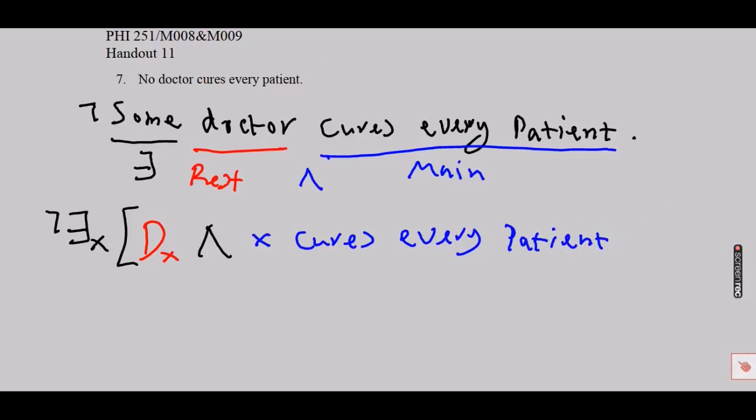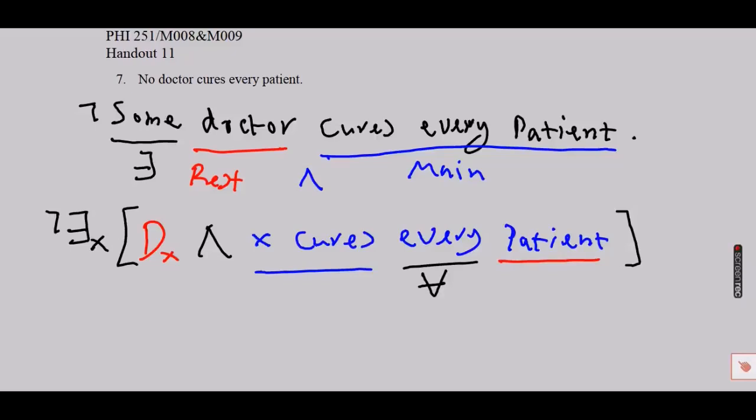Okay, now we need to deal with the main predicate. Notice that we have every here, so this is going to be a universal statement. And the main predicate itself has a restrictor and a main. The restrictor of the main predicate here is patient. And the main obviously is that x cures the patient. So about patients, we are saying that x cures them. And that is going to be our main. Those two things are going to be connected using an arrow, right?